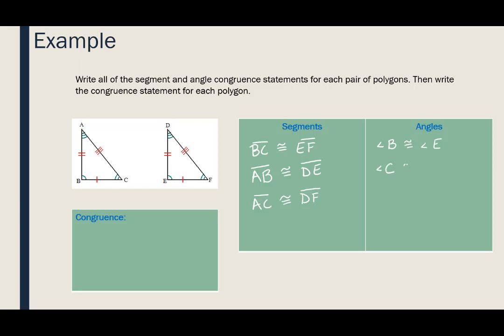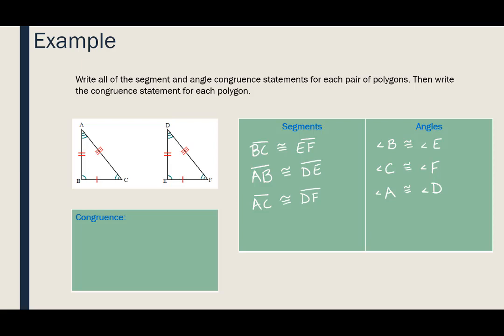Angle C is congruent to an angle. On angle C, we notice there are two arcs. So if I go to my triangle on the right, I see that angle F also has the two marks. So C would be congruent to angle F. Finally, our last congruent angle pairing would be A and angle D. They each have the three arcs.